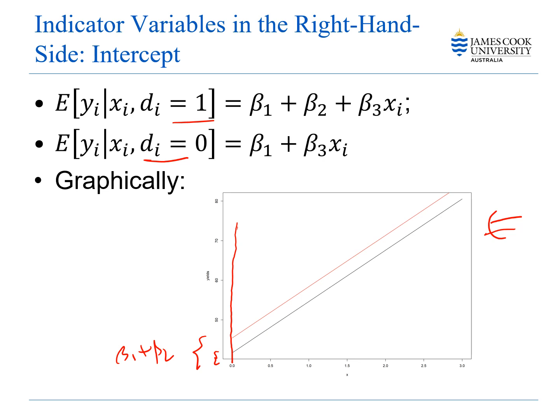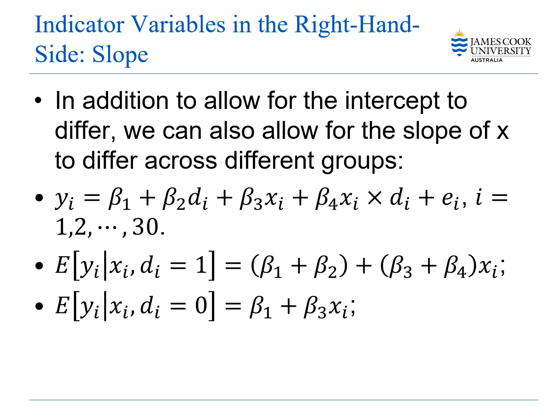Now the next question is, can we get the slope to be different? Maybe when di is equal to 1, the slope of xi is beta 3 plus beta 4, and when di is equal to 0, the slope of xi is beta 3. Yes, we can. To do so, we include the interaction term between xi and di. So now we have yi is equal to beta 1 plus beta 2 di plus beta 3 xi plus beta 4 times xi times di.